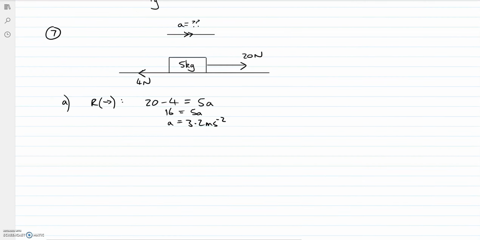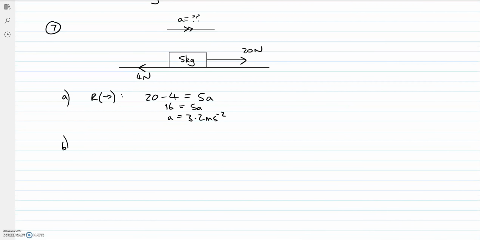Part B, the distance travelled by the body in the first 4 seconds. Well, we're told that initially the body is at rest. So U is 0. We've got the acceleration now, which is 3.2. We've got the time, which is the first 4 seconds. And we want the distance.